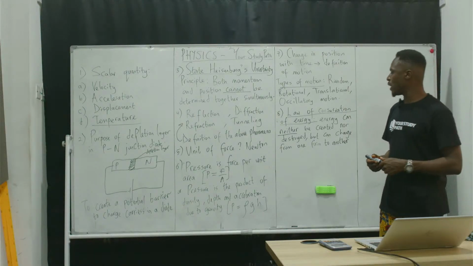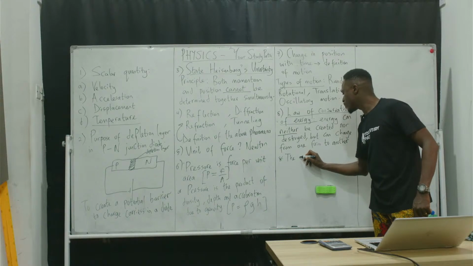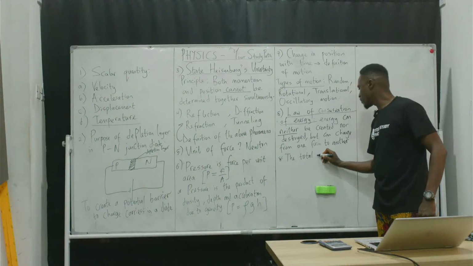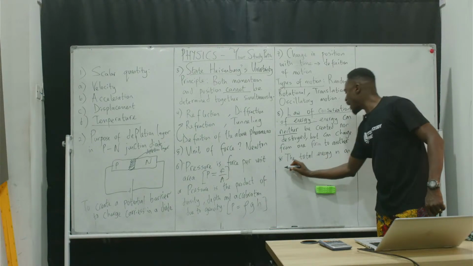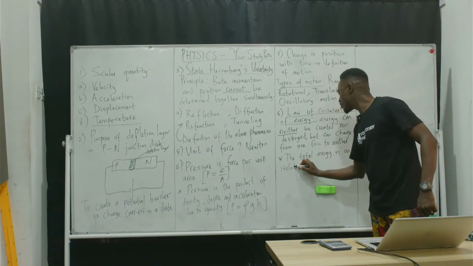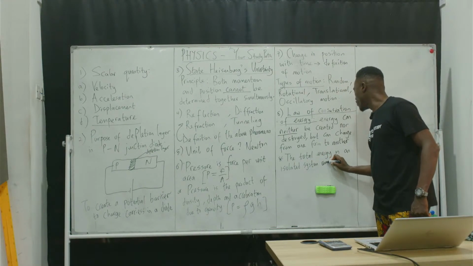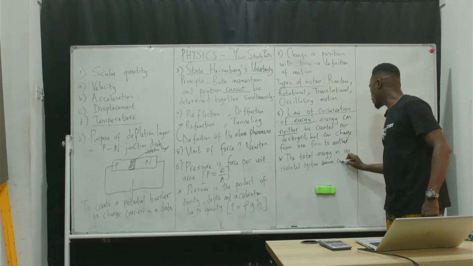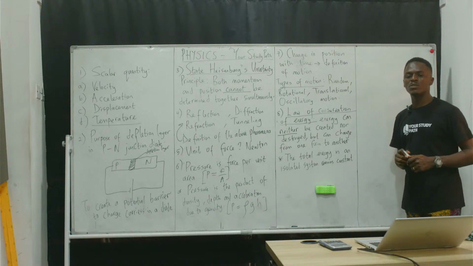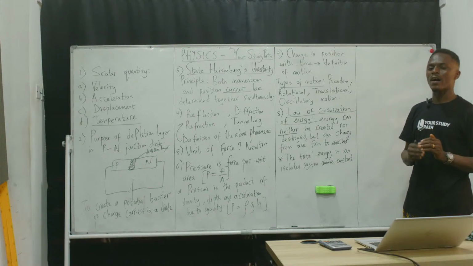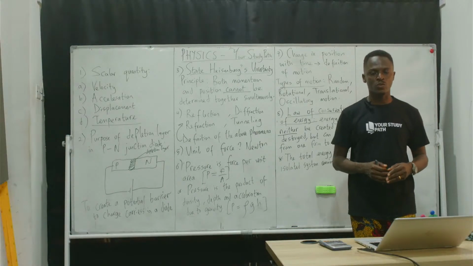You have another law that stipulates that the total energy in an isolated system remains constant. The total energy in an isolated system remains constant. This you have as the second form of presenting your law of conservation of energy. So put that in mind.